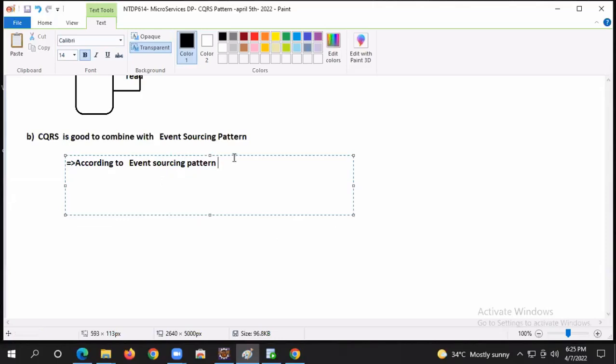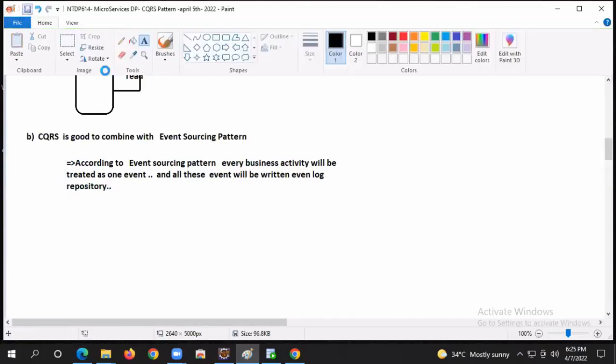Fine. According to the event sourcing pattern, every business activity will be treated as one event, and all these events will be written to the event log repository. Event will be written to the event log repository. Okay, guys. Right. Understanding my statement, guys?